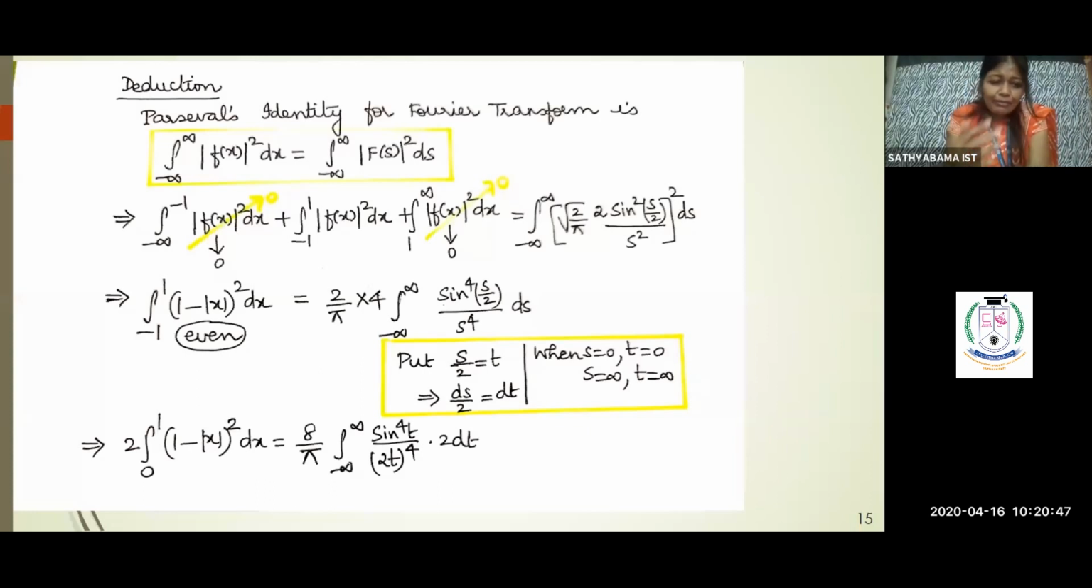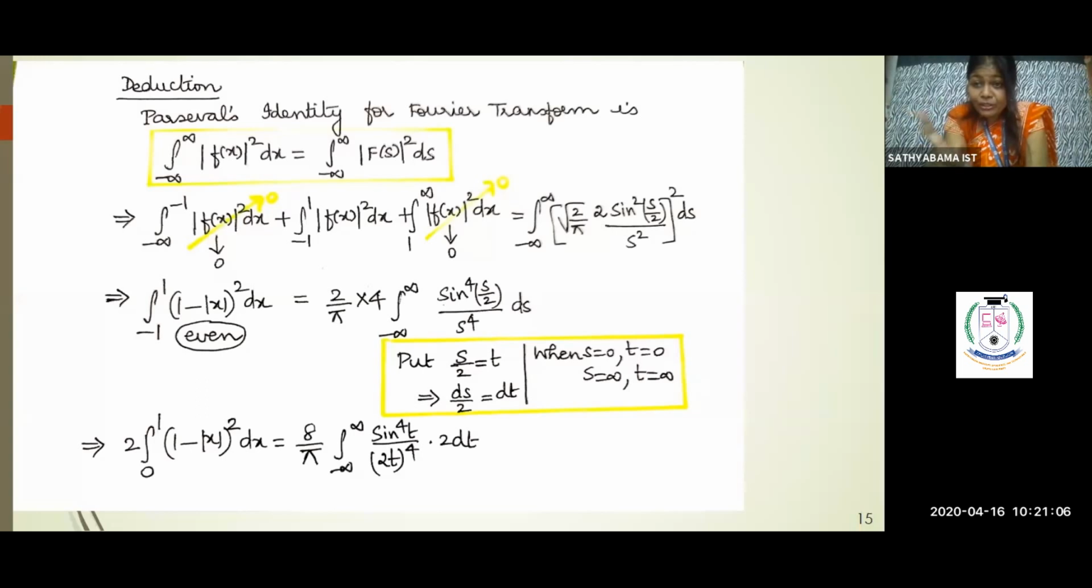Left hand side is easy. Left hand side, minus 1 to plus 1. And I know 1 minus mod x is an even function. So how can I write minus 1 to plus 1 as twice 0 to 1? Okay. So have you understood this step so far? So look at the right hand side in the last step. I've got sine power 4 t by t power 4. So find the rest of it and automatically you will find.